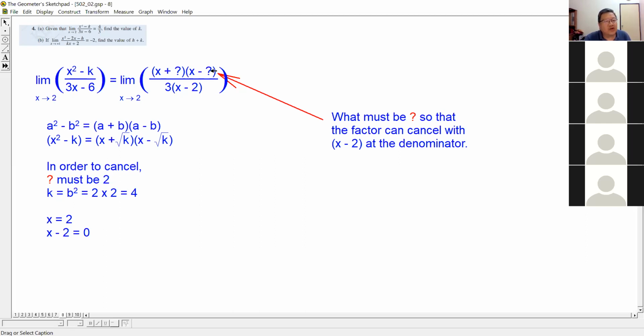So if this number here is 2, it can cancel away, so that the limit for this question exists. So this question mark must be 2. But the question mark is the square root of k, so the square root of k equals 2. You square both sides of the equation, k must be 4.